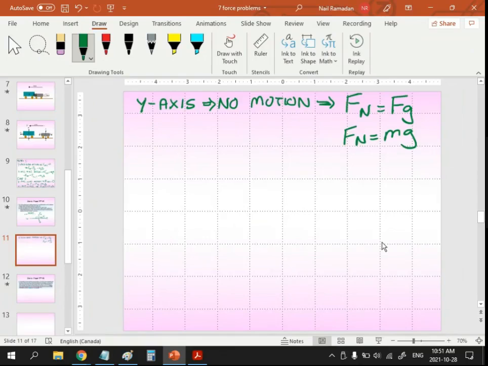All right. What can you say about the x-axis? Is it accelerating or decelerating? Great. Okay, x-axis. Deceleration, motion. Which law, first or second? F net equals ma.